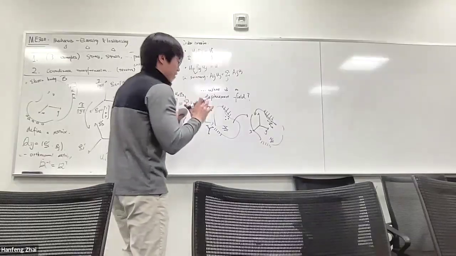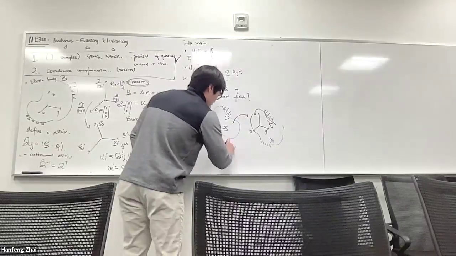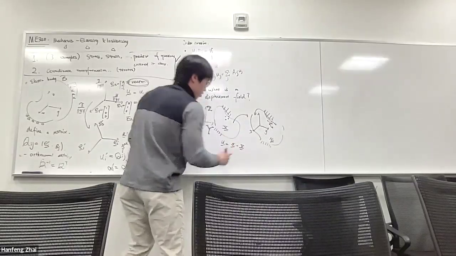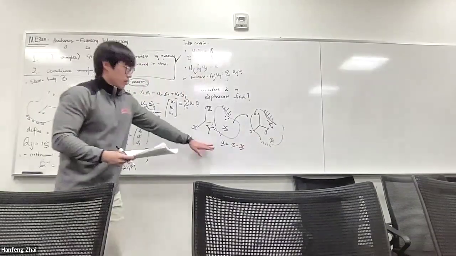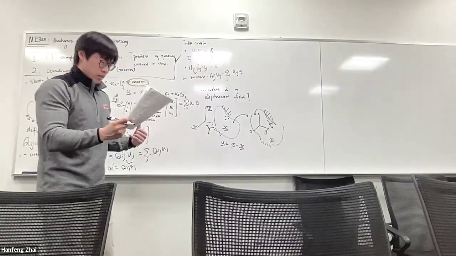So what is the exact definition of the displacement field? The field will be the current configuration minus the reference configuration, and that's the exact definition of displacement.